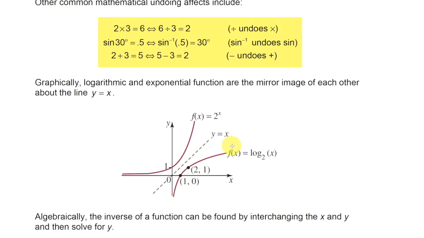Remember, inverses undo each other. So in the same way as 2 times 3 equals 6, 6 divided by 3 equals 2. So multiplying by 3 is undone by dividing by 3. Sine of 30 degrees equals 0.5. Inverse sine of 0.5 equals 30 degrees. So the inverse sine undoes what taking the sine of an angle does. 2 plus 3 equals 5. The inverse of adding 3 is to subtract 3. So you can see if I start at 5 and then take away 3, I'll get back to 2. So an exponential, its inverse is the log, and look at that log shape. That's that standard shape.